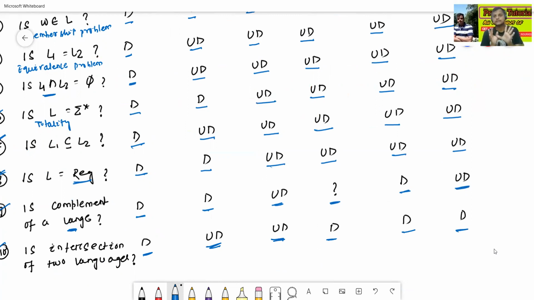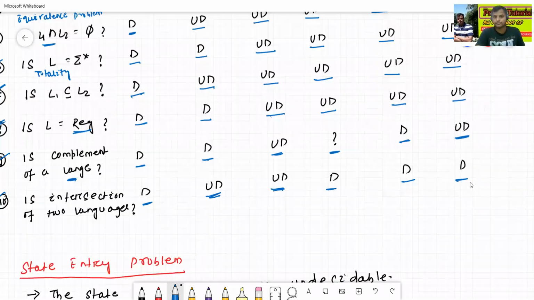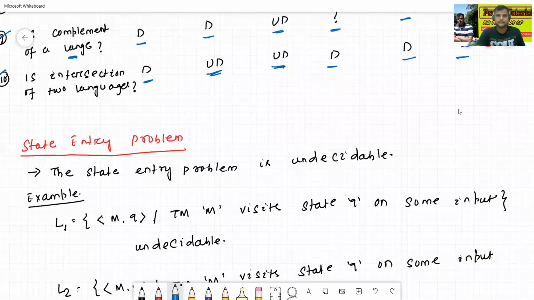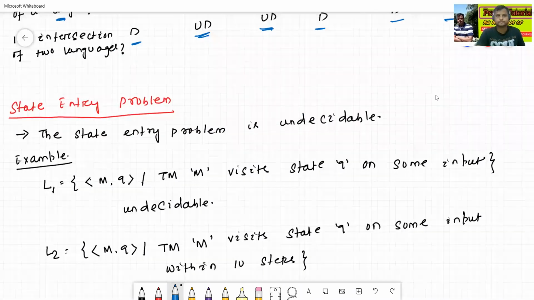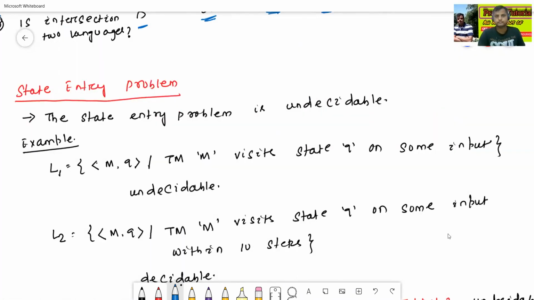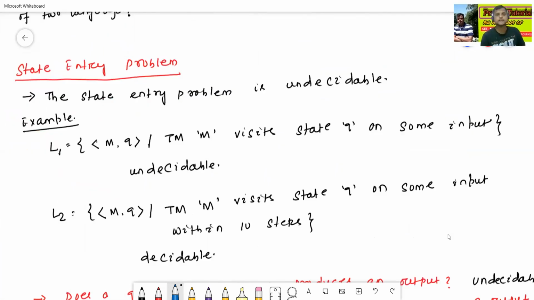So these are the chart of some decidability and undecidability problems. We have also discussed some undecidability problems. One problem is called the state entry problem. Is the state entry problem decidable or undecidable? The state entry problem is completely undecidable.